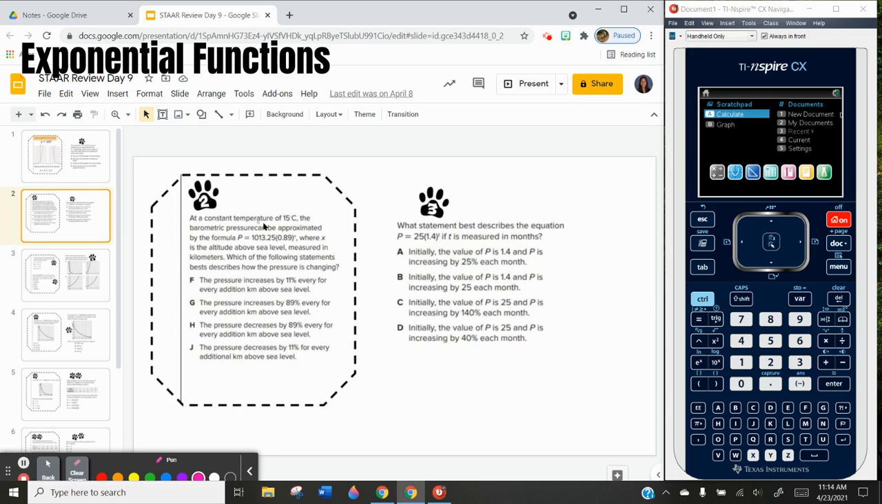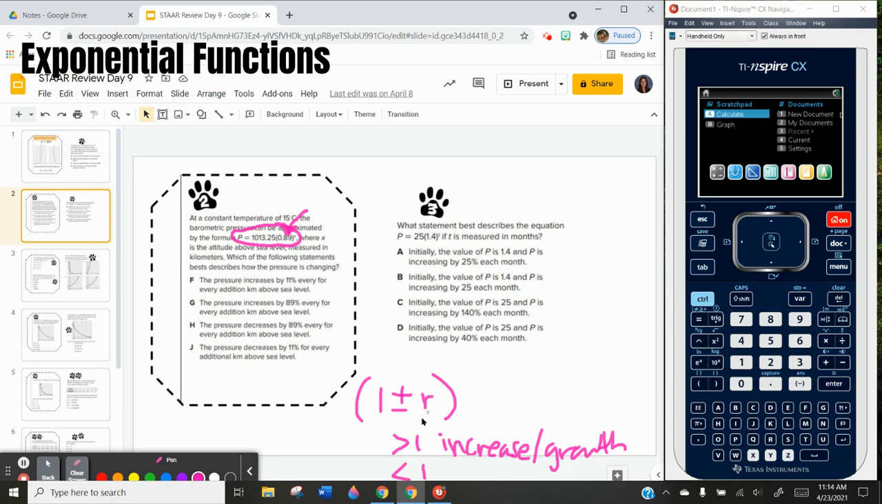Problem number 2. At a constant temperature of 15 degrees Celsius, the barometric pressure can be approximated by the formula that's given. So here is our equation where x is the altitude above sea level measured in kilometers. Which of the following statements best describes how the pressure is changing? So they're asking us to look at the rate to figure out is it increasing or is it decreasing? Looking at the number inside of the parentheses, remember that it's always 1 plus or minus the rate. So if this number in my parentheses is greater than 1, that means that it is increasing, or it's exponential growth because it's going up.